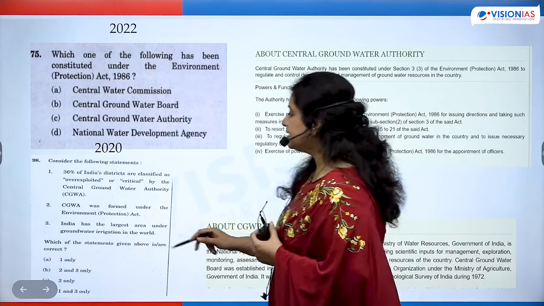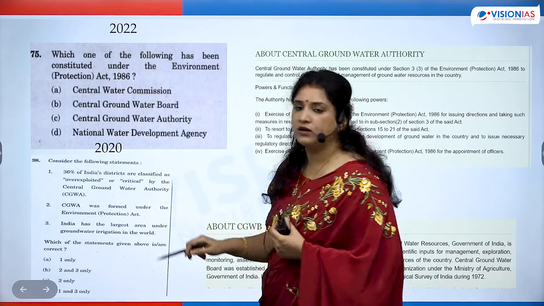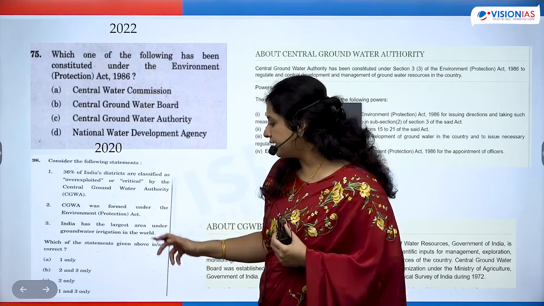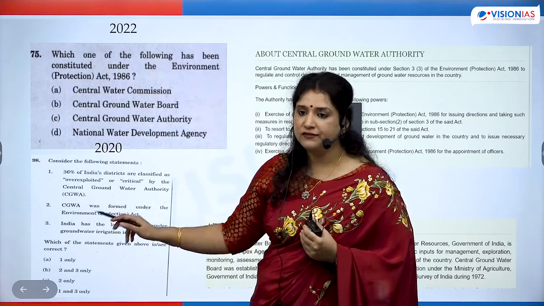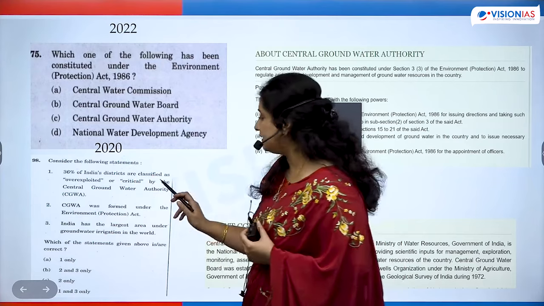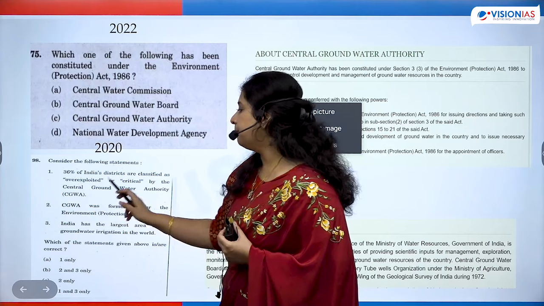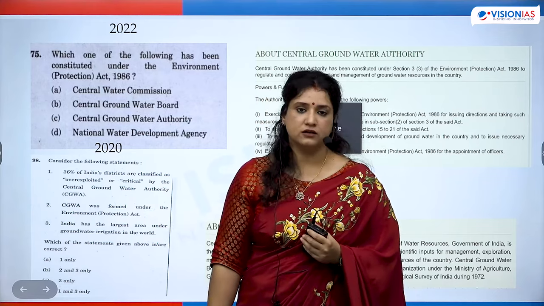Okay, now 36% of India's districts are classified as overexploited or critical by the Central Groundwater Authority. Technically, this statement is correct if you calculate the number of districts, but in the answer key given by UPSC, this statement was marked wrong. Until date, we don't know why. There will always be questions which will have doubts. But irrespective of that, at least we know that UPSC has a tendency to ask questions related to the number of districts or the percentage of districts that are classified as overexploited and critical. So it makes it important for us to understand that this distinction is also important.